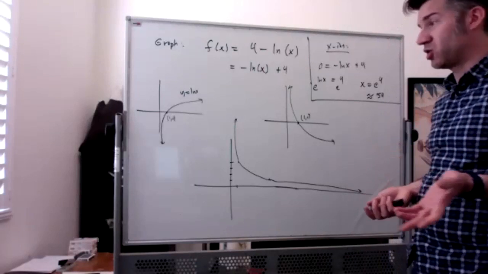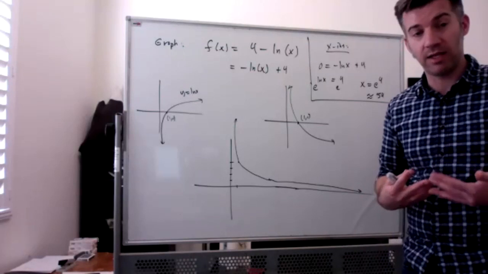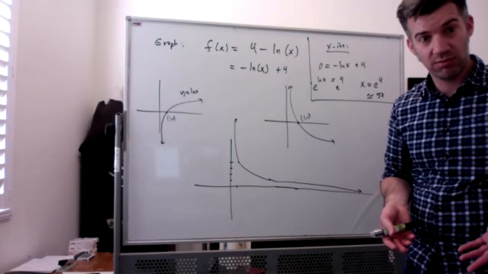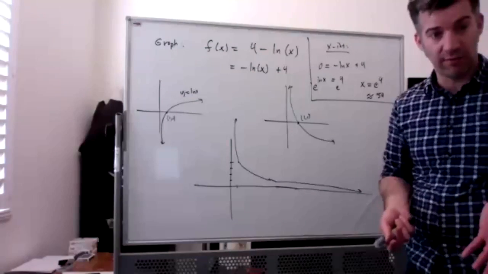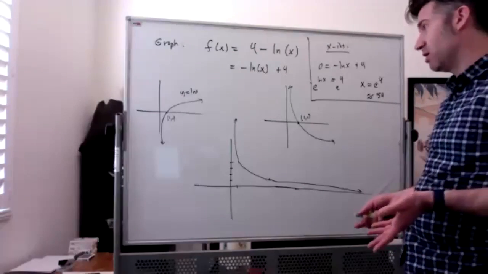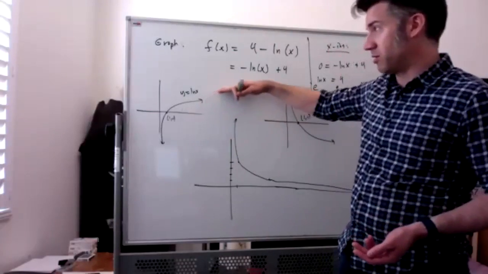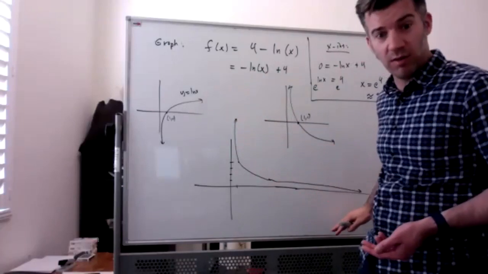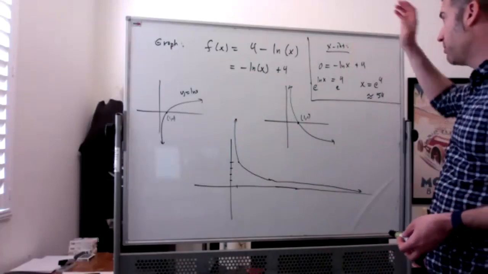A logarithmic function never has a horizontal asymptote. Always a vertical, never a horizontal. Going this way, it keeps getting larger and larger and larger. If it goes this way, it keeps getting smaller and smaller and smaller.